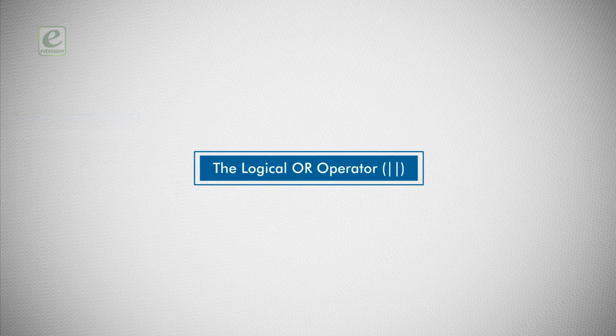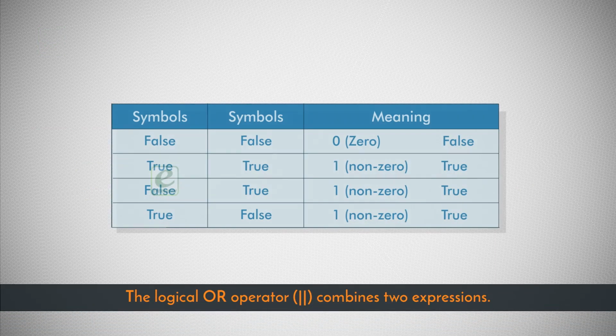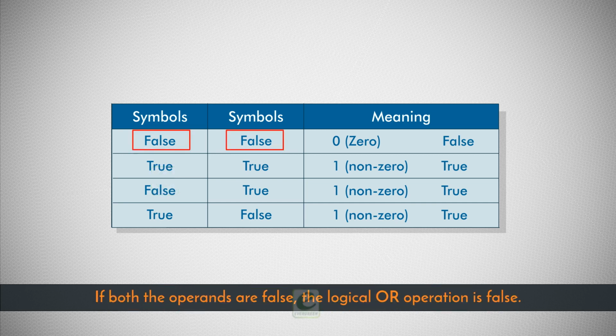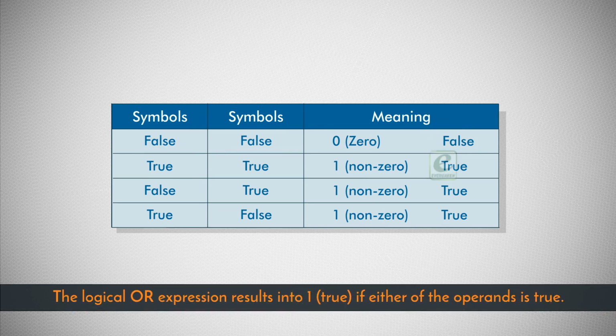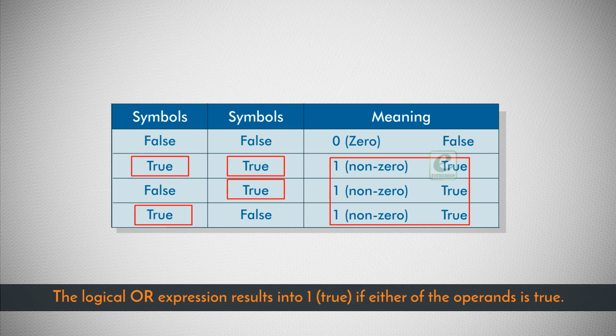The logical OR operator. The logical OR operator combines two expressions. If both the operands are false, the logical OR operation is false. The logical OR expression results into 1, true, if either of the operands is true.